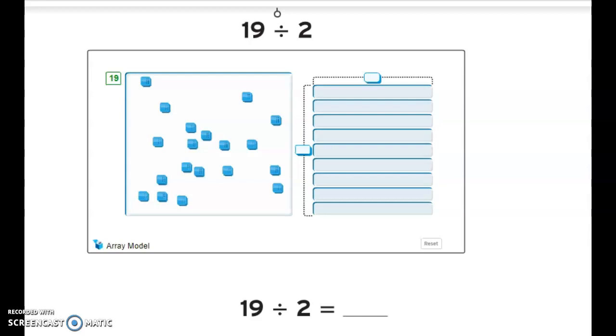All right, everybody. Today we're going to work on dividing using the array model. And the difference between this week and last week is this week we will have some remainders to work with. All right, so let's take a look here.